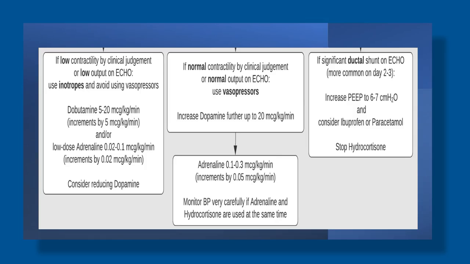In those babies, when there's a significant PDA, rather than treating with a second inotrope when they are already on dopamine, it's always advisable to use other measures now to control your PDA. One good thing is to change your ventilator settings to increase the PEEP to 6 to 7, sometimes 8. And also try to close your PDA and consider stopping hydrocortisone. Next slide.